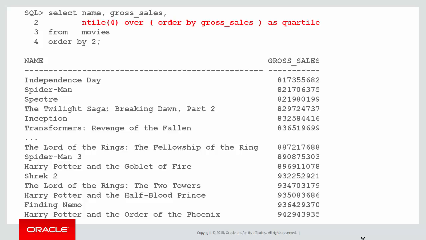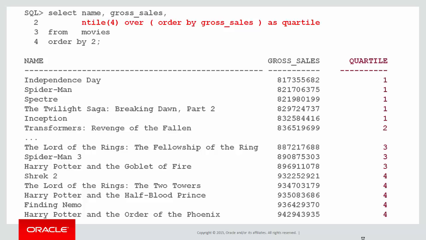So let's look at our query. It's very simple. For a quartile, we do NTile 4, and there's our result at the right. The first few values there, Independence Day, Spider-Man, Spectre, etc., are all in the bottom 25% of gross sales, so they get quartile 1. The very highest 25%, Lord of the Rings, Harry Potter, etc., they get quartile 4.